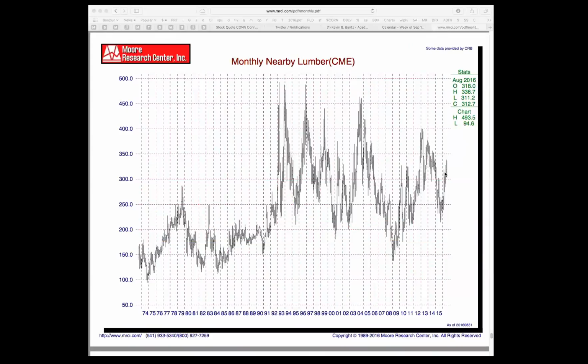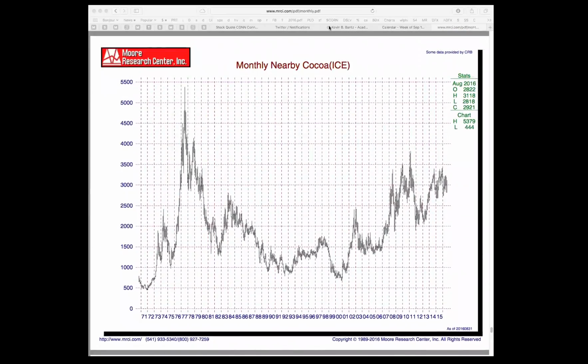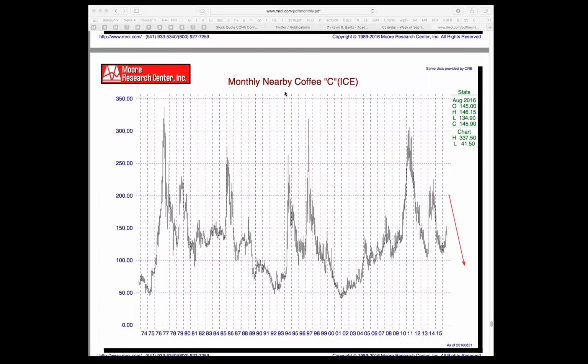Clear. Lumber, big sideways pattern. I like lumber just due to the housing. Cocoa, I talked about it yesterday. Down. Yeah, that's good enough. The numbers are different, but coffee, I like. But coffee's a killer. You have to be very careful on coffee. It'll mess up your afternoon.